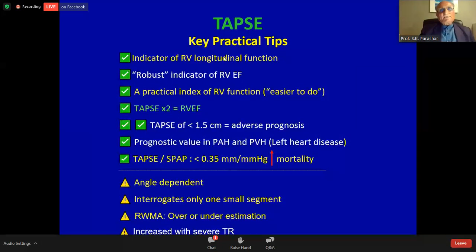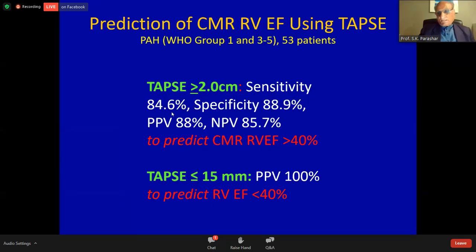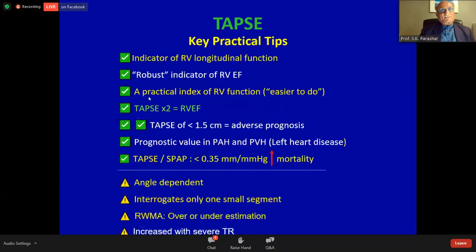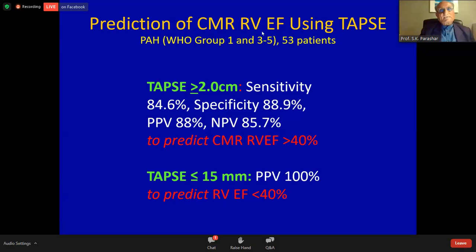So some of the key practical tips for TAPSE is that it is an indicator of RV longitudinal function. It is a practical index of RV function. Some persons have tried to calculate the RV ejection fraction by 2 into TAPSE, and as you see here, in one of the studies with the CMR, they found when the TAPSE was more than 22 millimeters, they predicted an RV ejection fraction of more than 40, and when it was less than 15 millimeters, it projected less than 40%, so there is a good relationship of TAPSE with the RVEF.